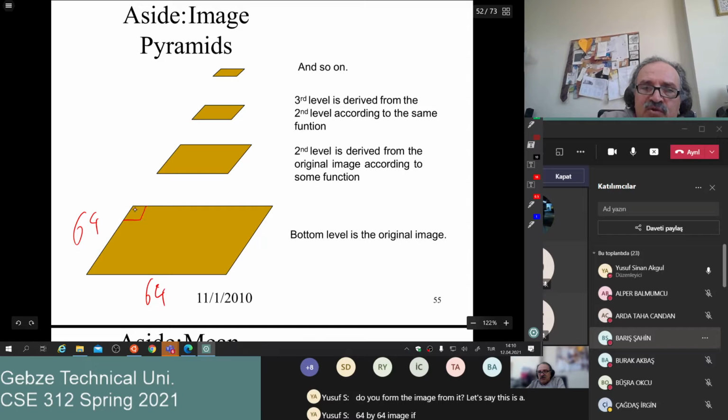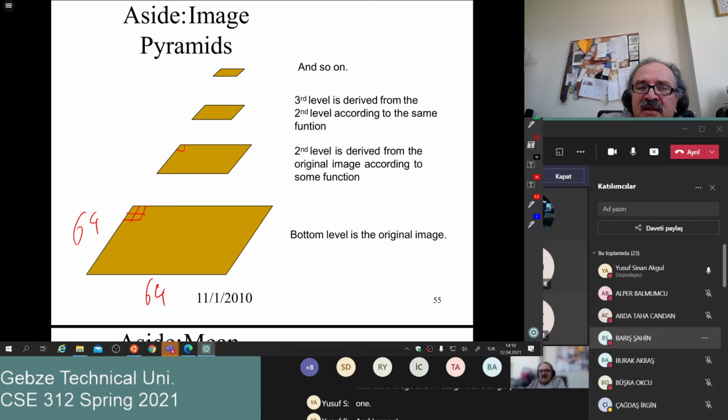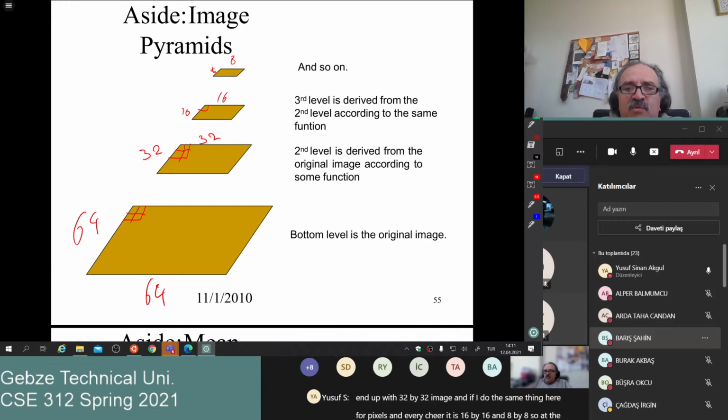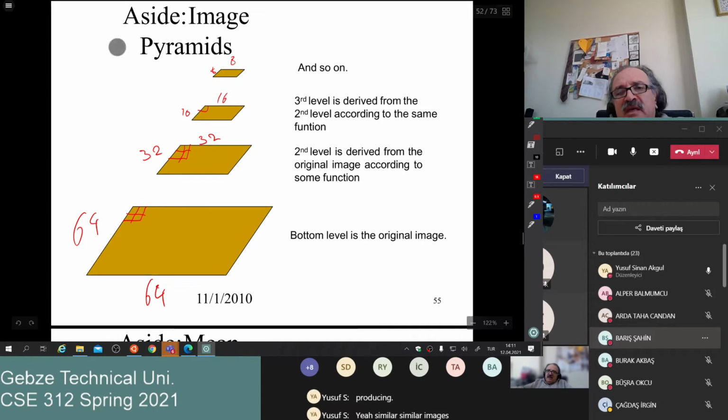If I take those 4 pixels at the corner, take the average, and assign it as a single pixel, and I repeat this for the whole image, I am going to end up with a 32 by 32 image. And if I do the same thing here, 4 pixels and average, it is 16 by 16 and 8 by 8. So the same image is going to be used for producing smaller images.